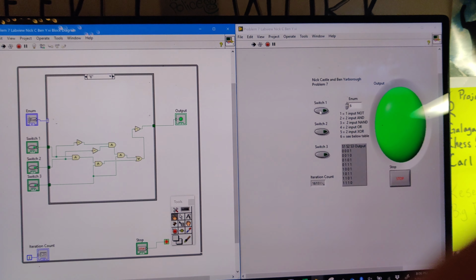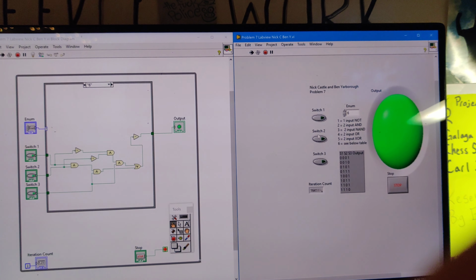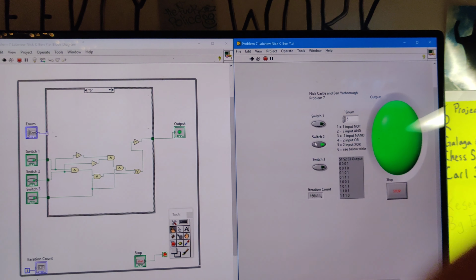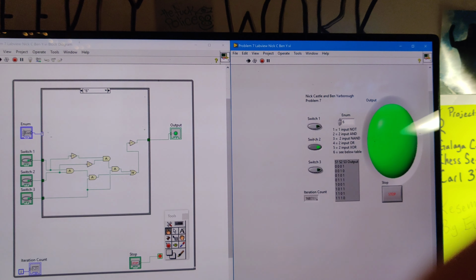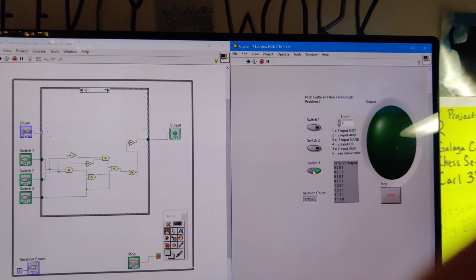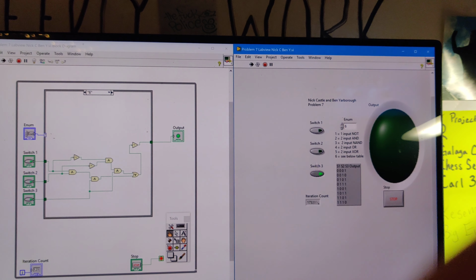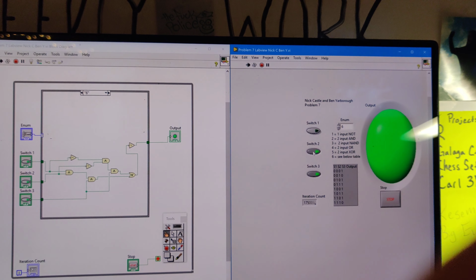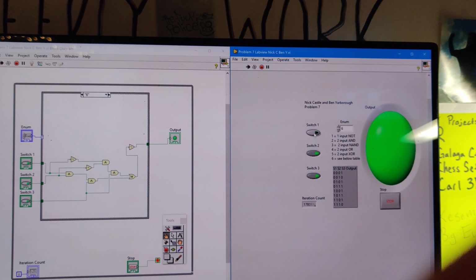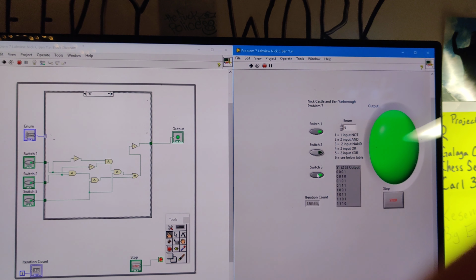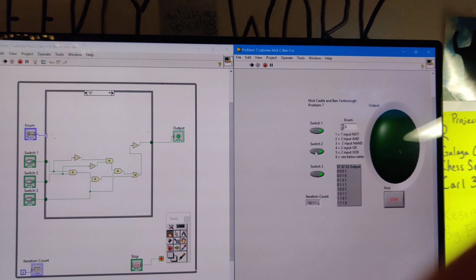When no switches are on, it's on. 1 on. 2 on. 1 and 2 on, it's still on. Just 3 is on, it's off. 3 and 2 on. When all of them are on, it turns off.